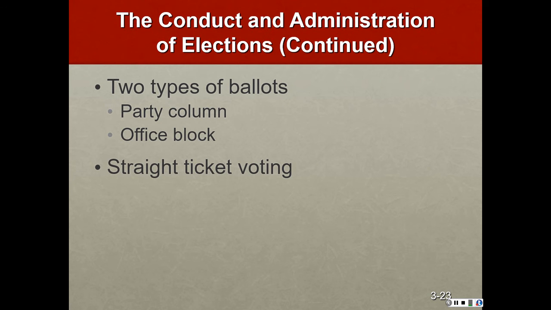What we have seen in the past is something called straight ticket voting. When you go in to vote, whether it's with the paper or an electronic ballot, as you start off voting, on the paper you can mark the box, or on the electronic ballot you can mark the box. What this does is say, I want to vote for every Republican running for office, or I want to vote for every Democrat running for office. Once again, this is going to be the November election.